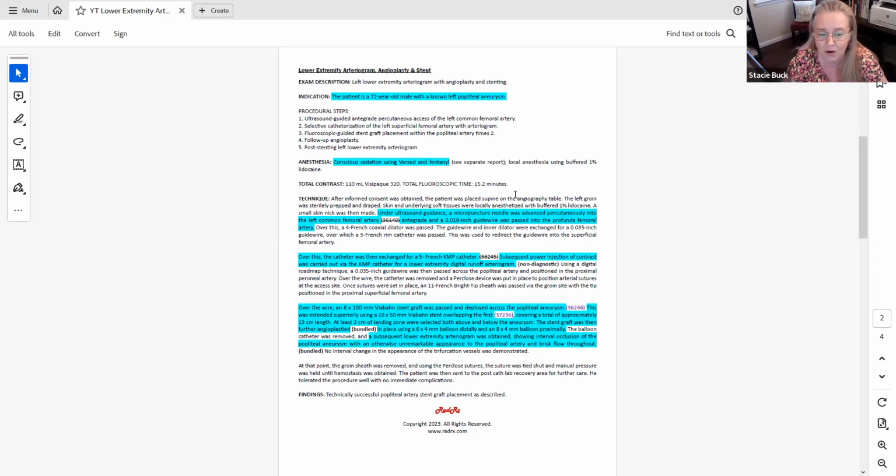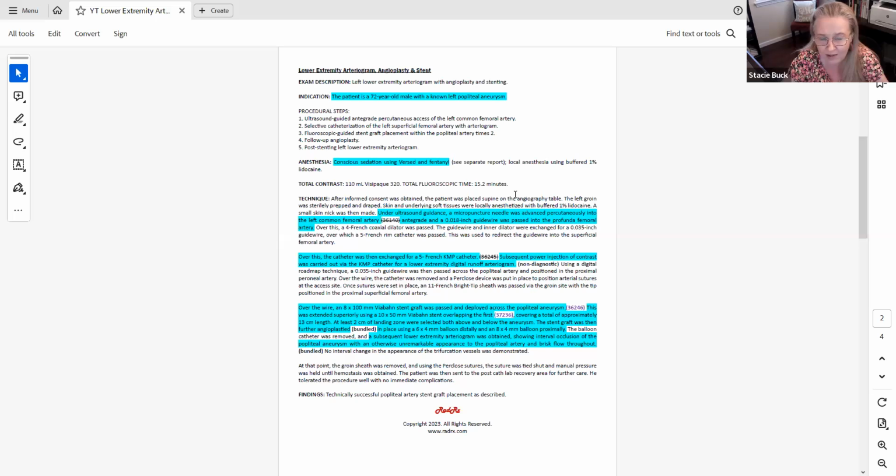So let's jump down to the third paragraph where it says, over the wire, a Viabahn stent graft was passed and deployed across the popliteal aneurysm. So now the catheter has moved from that SFA into the popliteal. So we've gone from a first order down into a second order, which is 36246. So that's why that 36245 was crossed out, because the catheter was placed into the popliteal to put the stent in place. It goes on to say that it was extended superiorly using another Viabahn stent that's overlapping the first.